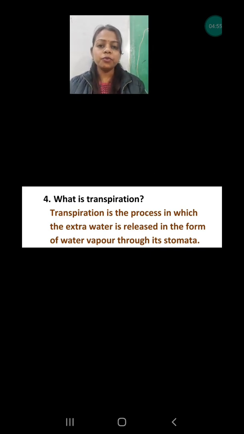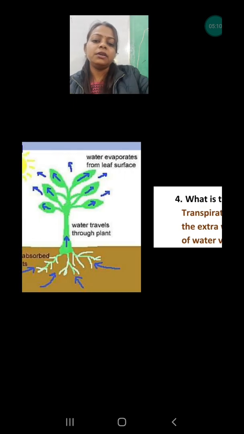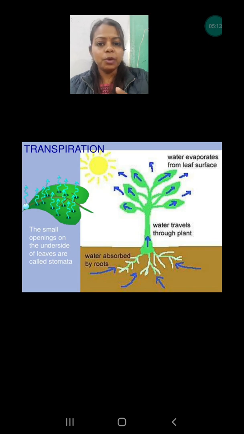Okay, and in which form? In the form of water vapor. That means water is not directly coming out. It is not possible. So water is converting into water vapor, and then it is coming into the air in the form of water vapor with the help of stomata.